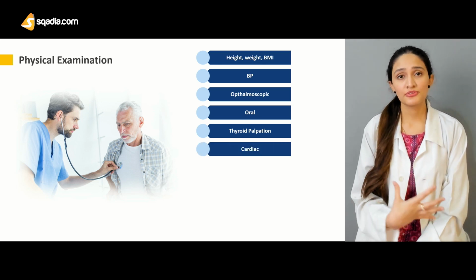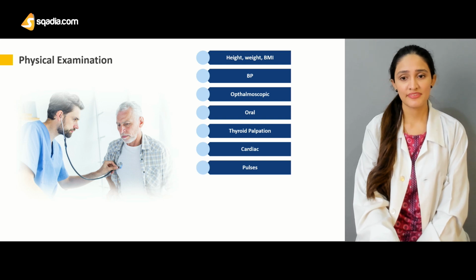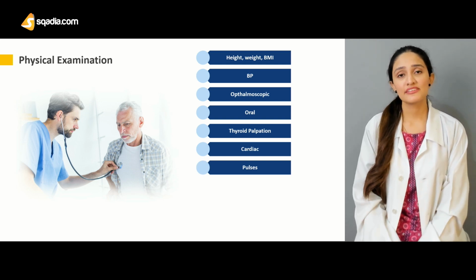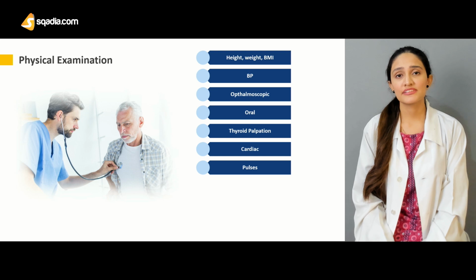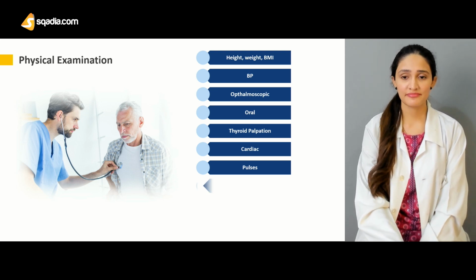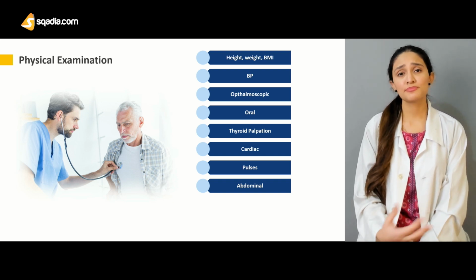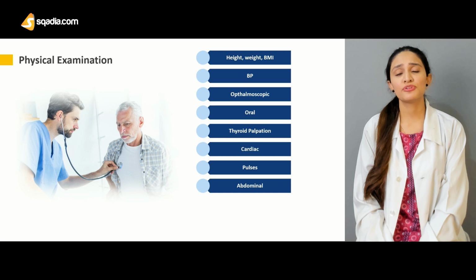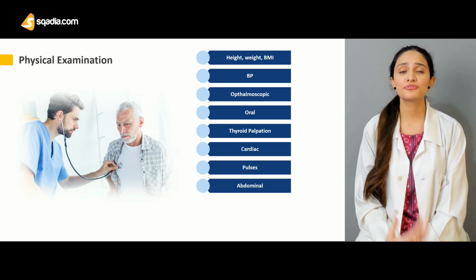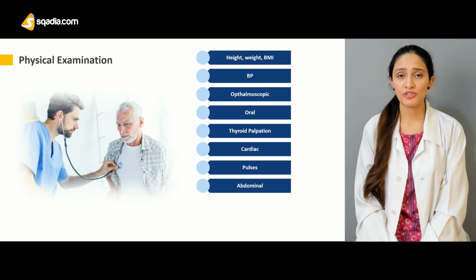Having a very thorough cardiac examination to check different pulses, which includes the peripheral pulses, the radial pulse, and the dorsalis pedis. Having an abdominal examination, as the patient may also present with nausea, vomiting, and abdominal pain, so it's very necessary to rule out any other abdominal disorder.